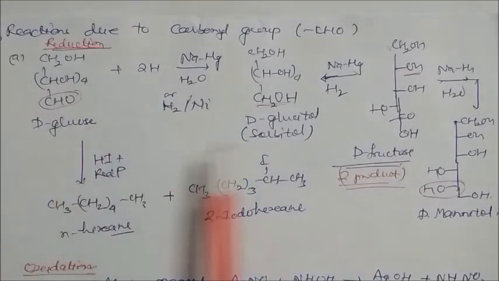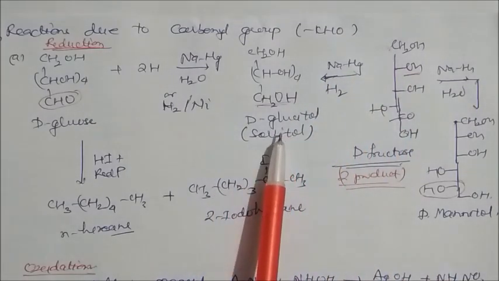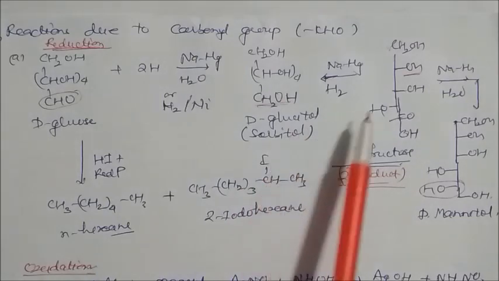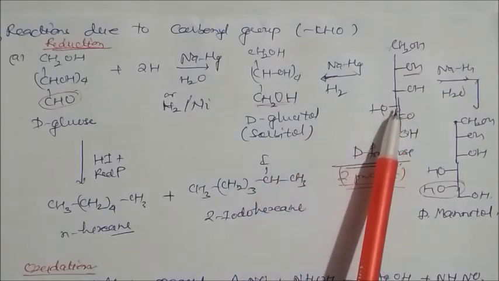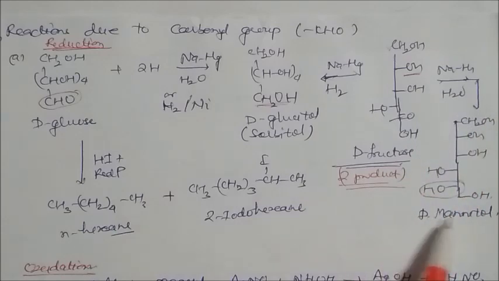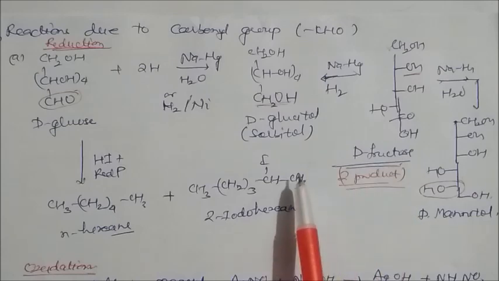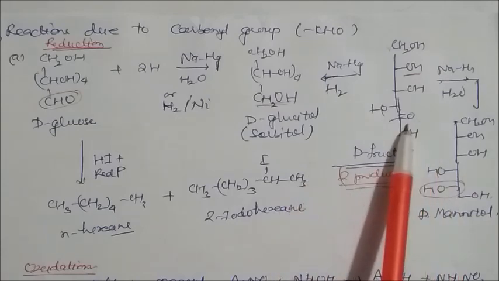This is your D-glucose. So D-fructose, if you give sodium amalgam, it will also convert to glucitol or sorbitol. But at the same time, since this is a ketone, it will give you one more product that is called D-mannitol. So you can see the differences there. Here is this ketonic group.